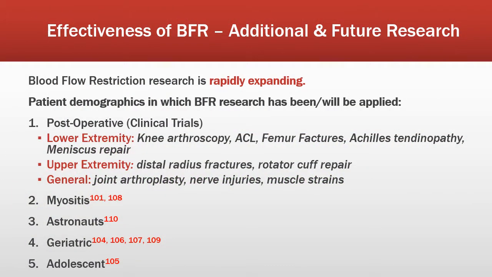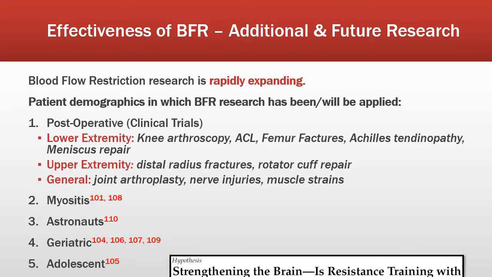All right, in summary, and looking at the effects of BFR going forward, blood flow restriction research is rapidly expanding. Patient demographics in which BFR research has been and will be applied include the post-operative upper and lower extremity, as well as total joint, nerve injuries and muscle strains. Additionally, neurological patients with myositis, astronauts, of course, because they cannot use resistance for the mechanical tension of traditional hypertrophy and strength gains. Geriatric as well as adolescent studies are currently being conducted.